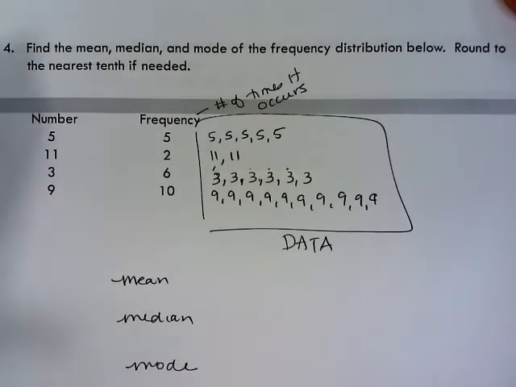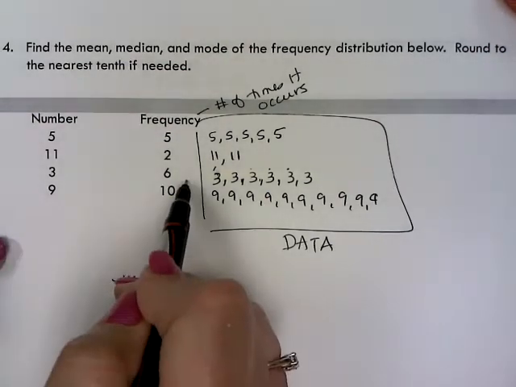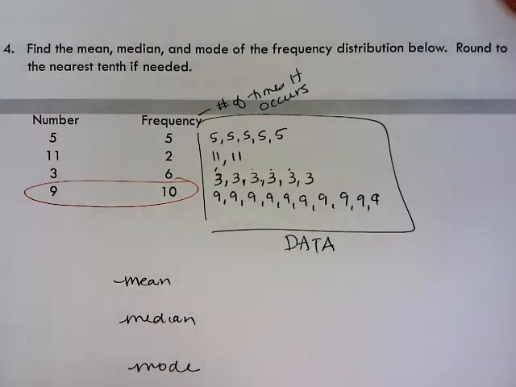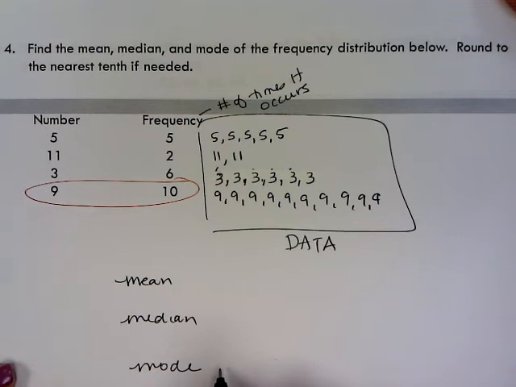So, first of all, the easiest one on there is mode. Why? Because we know that right here it says the 9 occurred 10 times. It occurred 10 times. So who is my mode? Exactly, 9.